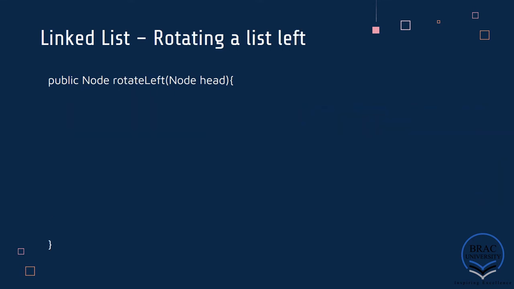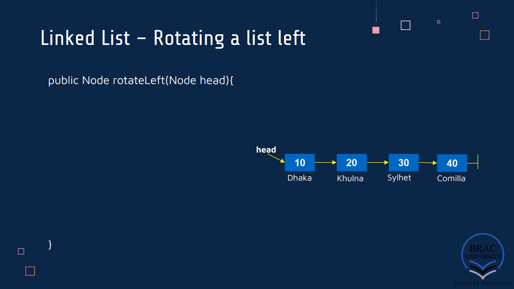The last operation that I'm going to show you is rotation. We can rotate a list to the left or to the right. In this lecture, I'm going to show you how to do left rotation and give you a hint for right rotation so that you can solve it by yourself. We'll see the code using an example. So let's take a look at this example.